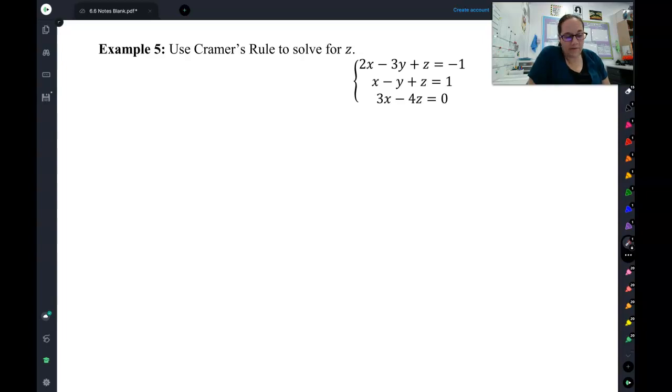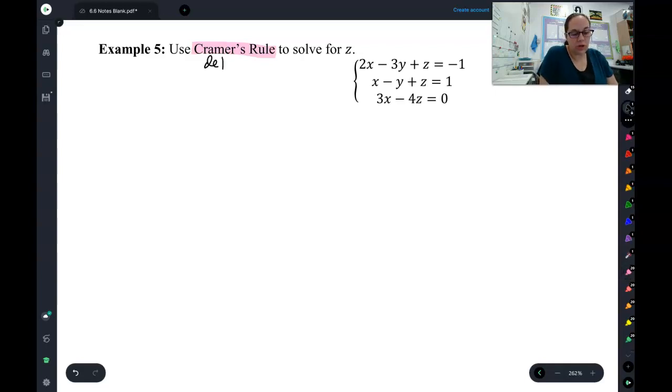Let's look at example 5. This one says, use Cramer's rule. That's your vocab to know that we're looking at determinants. We got to use that method to get full points. And bonus in this one, I only need to solve for z.